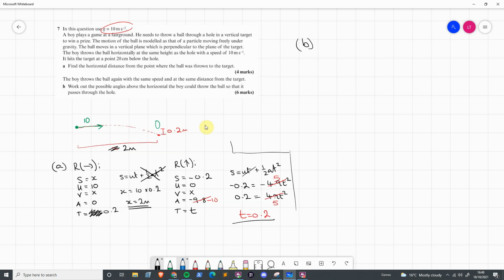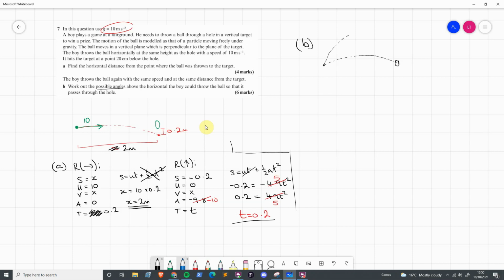So the boy throws the ball again with the same speed and the same distance, so he's still 2 meters away, still throwing it at 10. This time he throws it at an angle, so he realizes that doesn't work. He's going to throw it at an angle to get it into the hole. Work out the possible angles. So it seems like there's 2 ways he could do it.